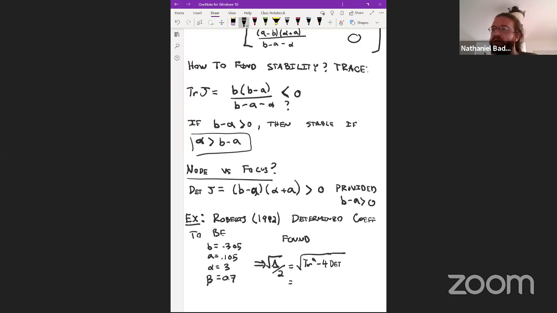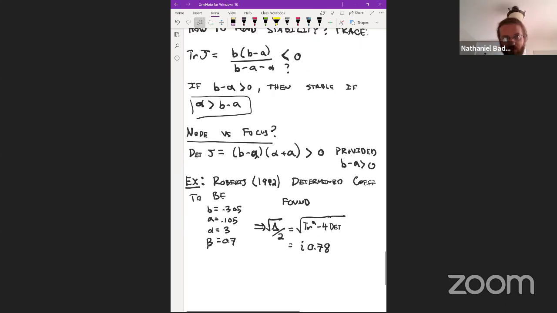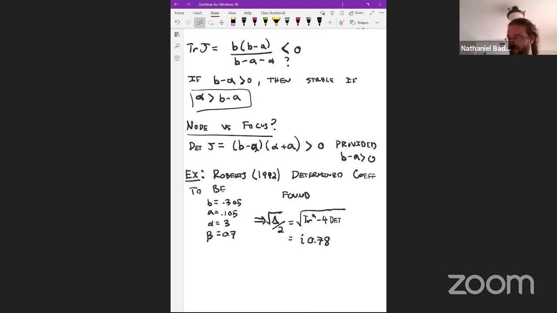So if we go and plug these numbers in, we get a formula. And what we wind up getting is that this was i times 0.78. So what this exactly means is that, yes, sorry, you're correct, it's a focus in the case that the death rate is greater than the birth rate. But in this specific case, we find that the solution is oscillating.